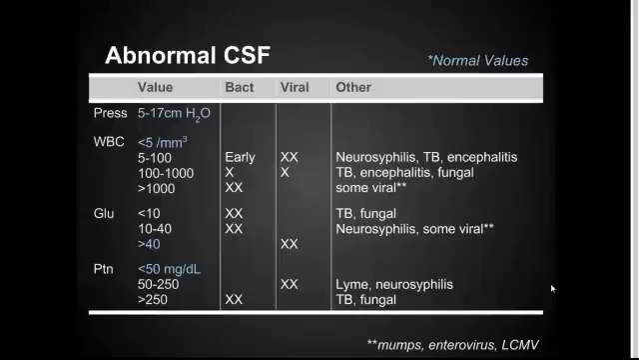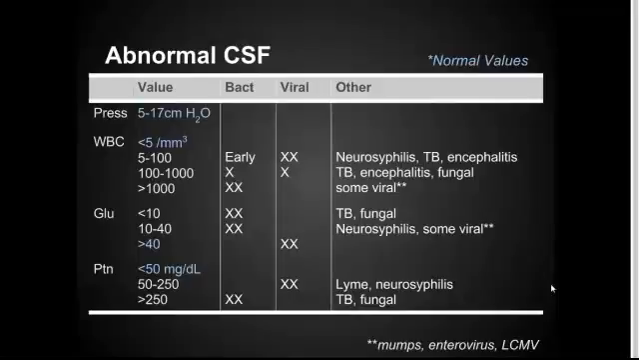As far as glucose, a normal value would be greater than 40. And just to note that viral infections usually do have a normal glucose. If it's less than normal, you're thinking bacterial infection or some of the other examples I listed over on the side there. Protein should be less than 50. If you have a moderately elevated protein, somewhere between 50 and 250, you want to be thinking viral infection. And if it's greater than 250, much more likely to be bacterial.